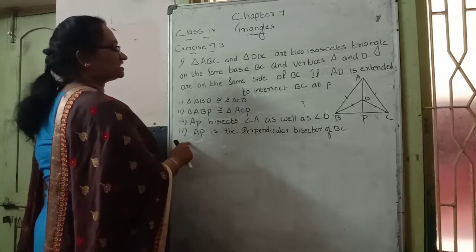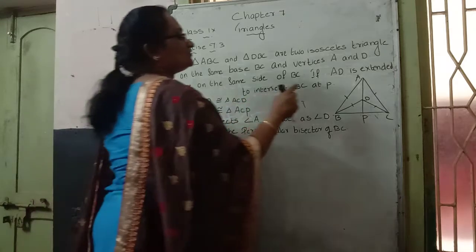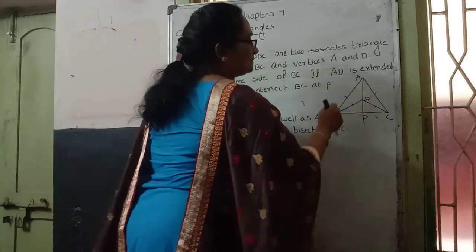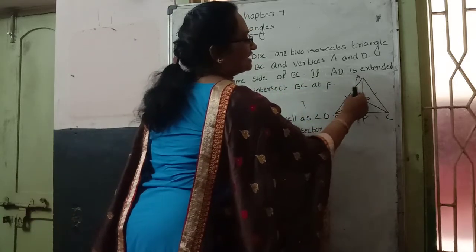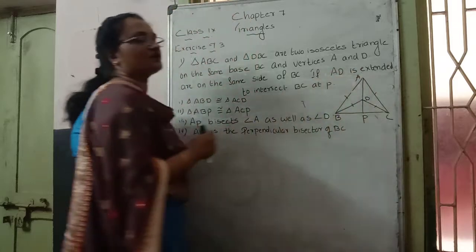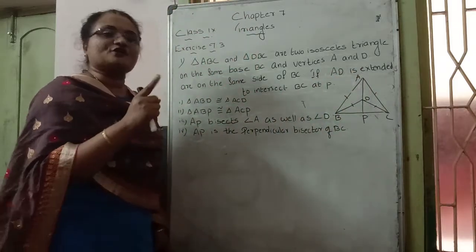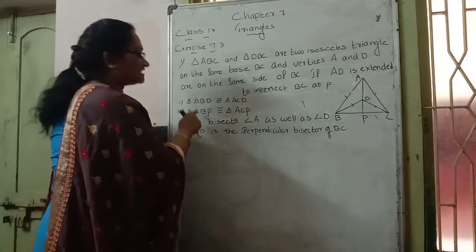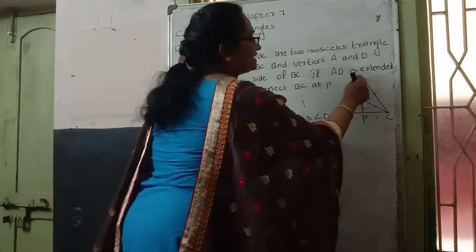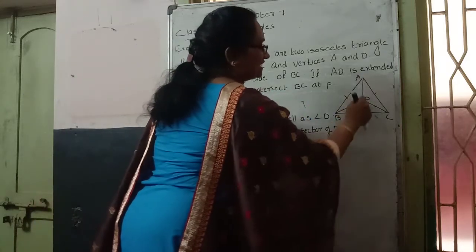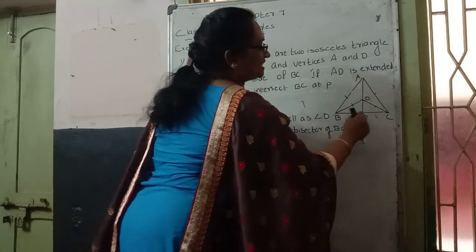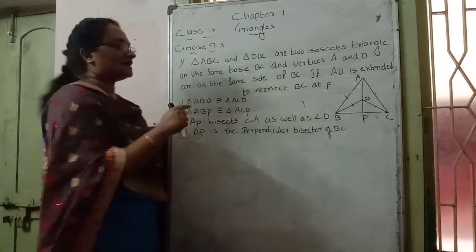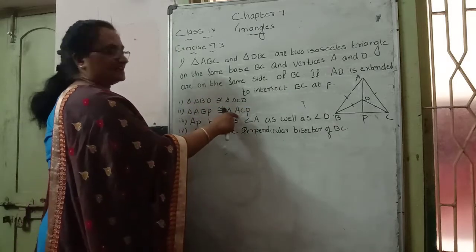What are the four things they ask you to prove? First, triangle ABD, the left side triangle, and triangle ADC are congruent. First we want to prove that these triangles are congruent. Second case: triangle ABP, the left side big triangle, and triangle ACP are congruent. That is the second case.